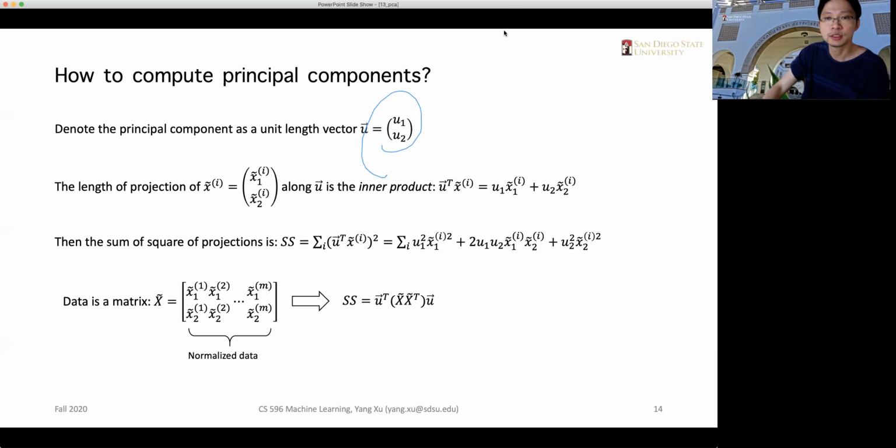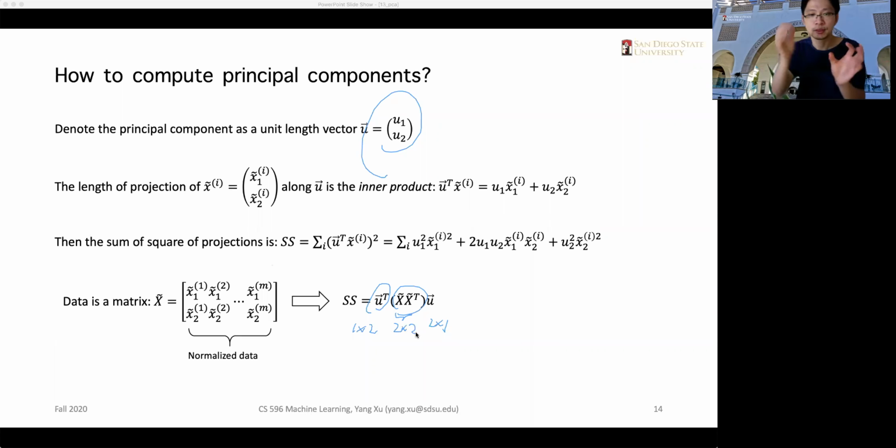Okay, so this thing in the middle is a 2 by n times an n by 2 matrix, right? Which is a 2 by 2 matrix, and u transpose is a 1 by 2, and the u is a 2 by 1. And the thing in the middle is 2 by 2. So dimension-wise, this equation is valid, right? And you can see that this whole thing, if you expand it, will be exactly what this summation term indicates.